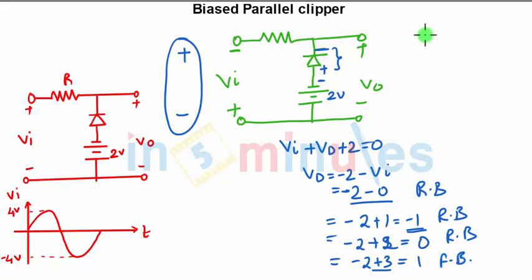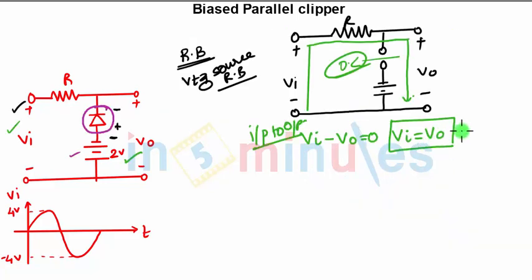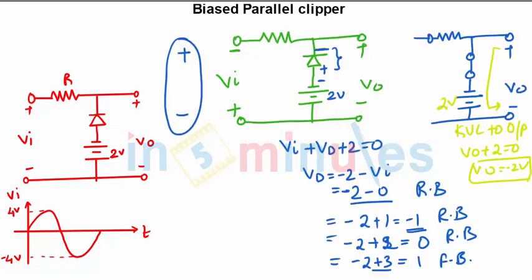So when the diode is forward biased, the circuit will look like this: you have the resistor, then the forward biased diode, then the 2 volts and the output plus minus VO. When you apply KVL to the output, it will be VO plus 2 equals 0. So your VO in that case will be minus 2 volts, right? In the previous slide, we got VI as VO in the positive half cycle. In the negative half cycle, we are getting VO as minus 2 volts. Before minus 2 volts, whatever is the applied input is the output.